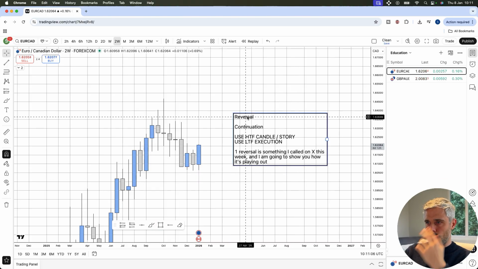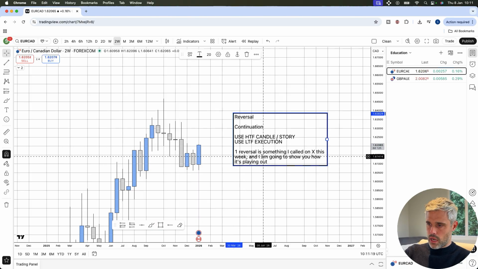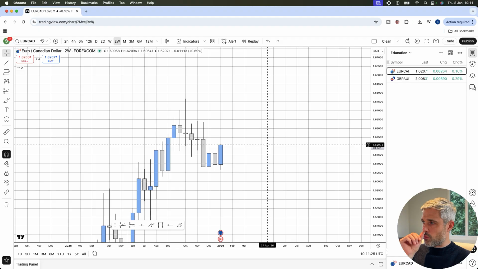So we're going to do a reversal trade, continuation trade, and then we're going to use higher time frame candles to create a story. We're going to then use lower time frame execution for our trade. And we're going to do this on live markets, and you can actually go back and check my X account if you want to see me call this ahead of the move actually happening.